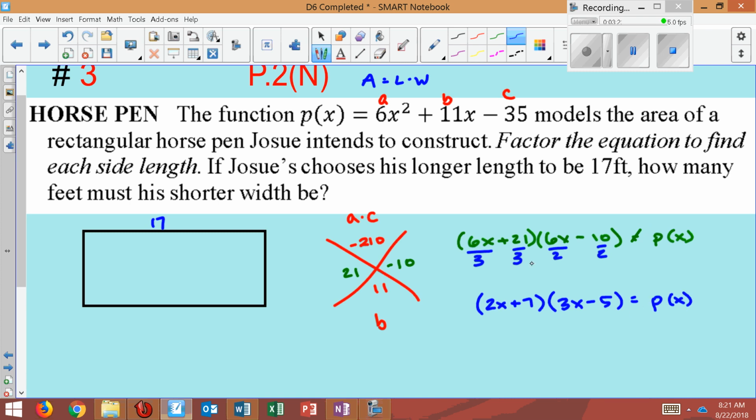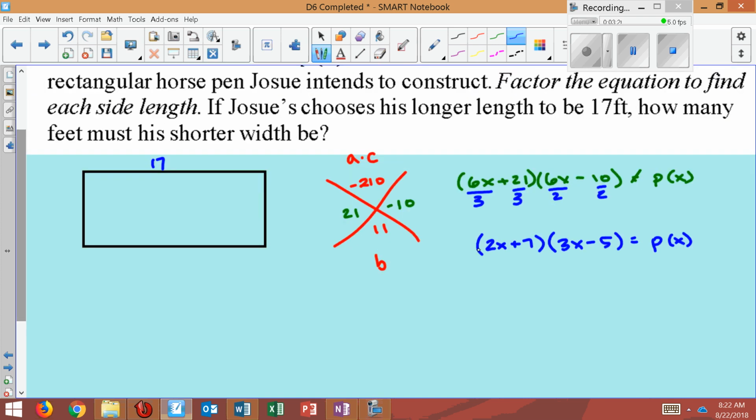So I don't do that line through saying it's not equal. This does equal. Now we have two side lengths. 2x plus 7 will equal 17, or 3x minus 5 will equal 17. One will be here, one will be there. Now let's figure this out.